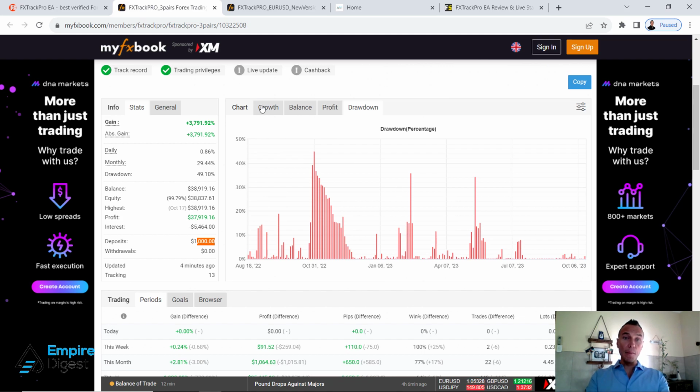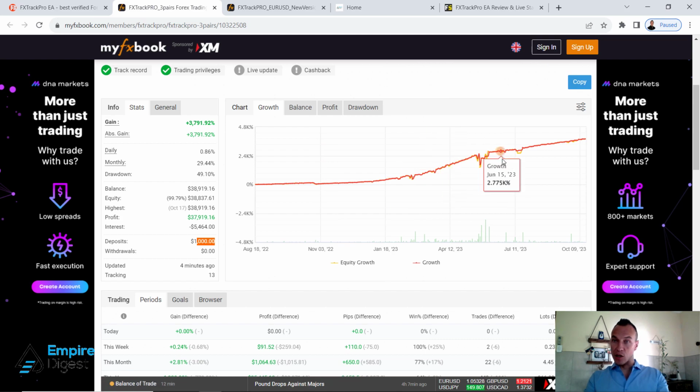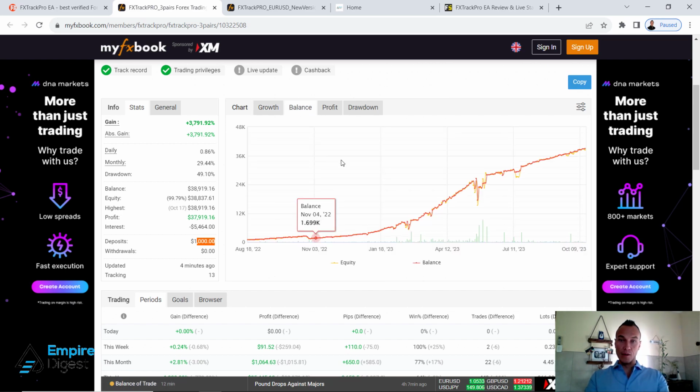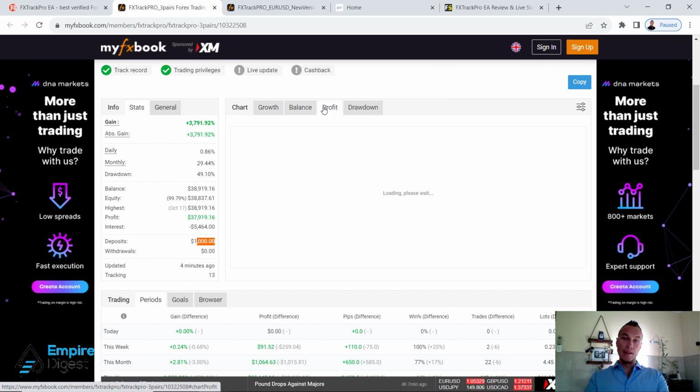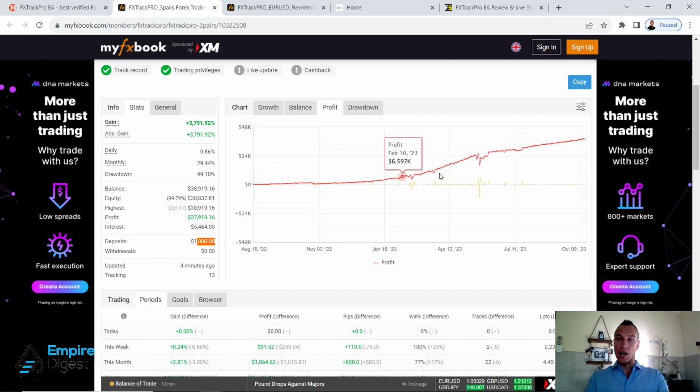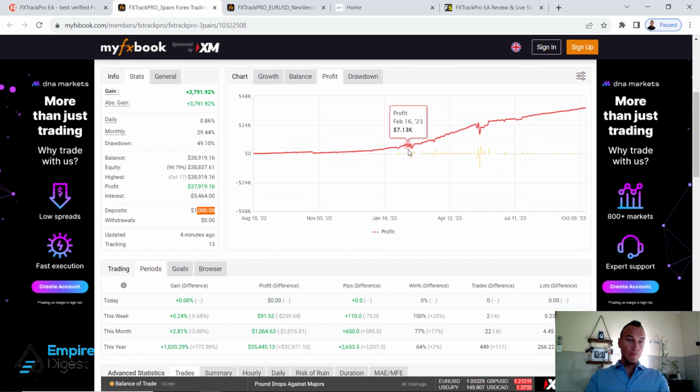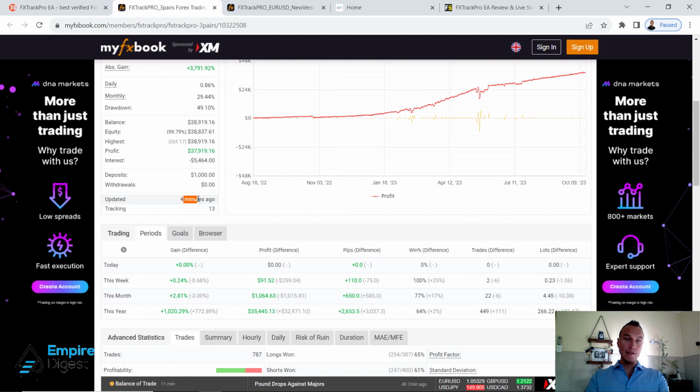Now, going back to the growth, it's looking good. I don't see the orange line really separating. So you've got your growth and then you've got your equity. I don't really see the equity separating from the growth account, which is good. This is the balance of the account, how it's grown, and then the pure profit of the account, how it has grown. Now, the last update was 4 minutes ago.